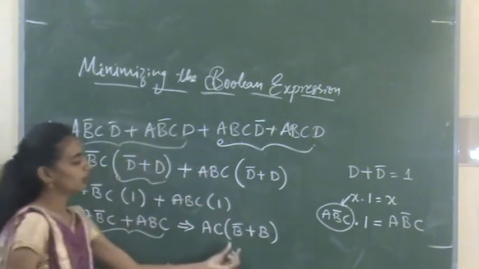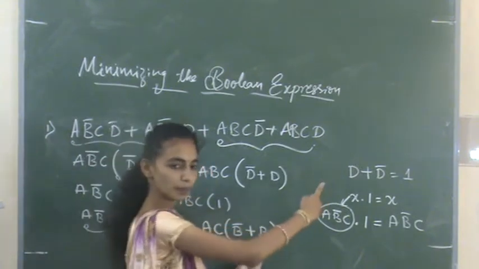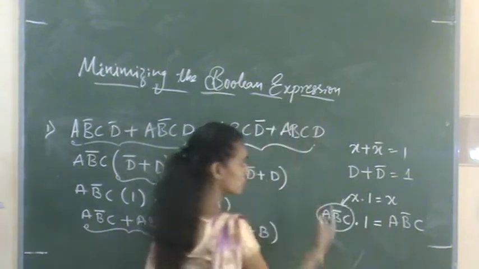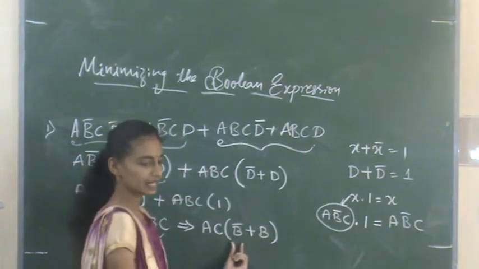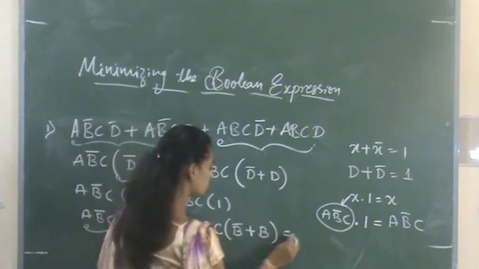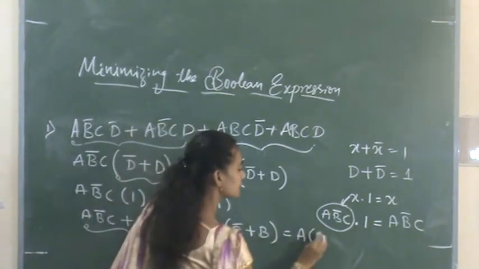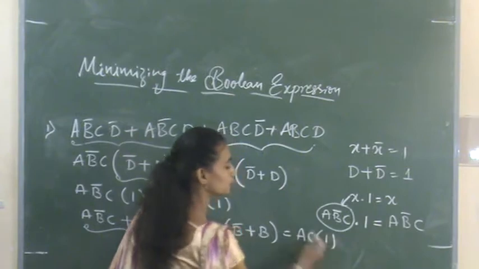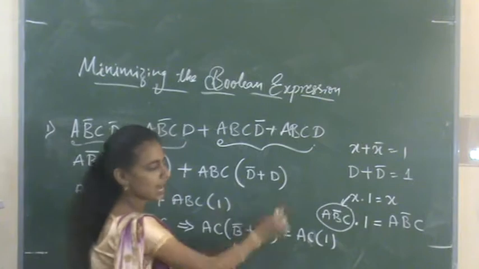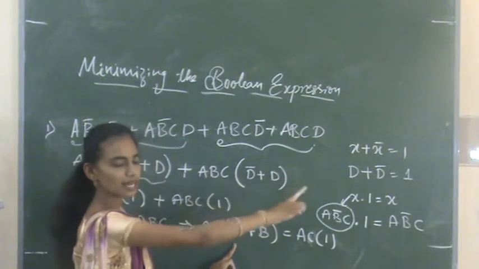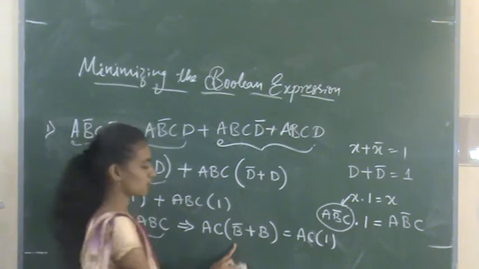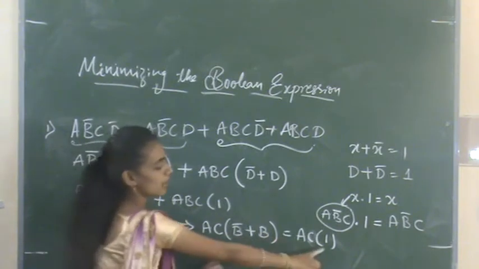Okay. So now we know that according to the complementary law, x plus x bar is equal to 1. So instead of x, here we have B, right? So B plus B bar is equal to 1. So now this becomes AC into 1, right? So instead of B bar plus B, I am writing 1. Why? Because of the complementary law. So we are applying that law here. So I am writing 1.